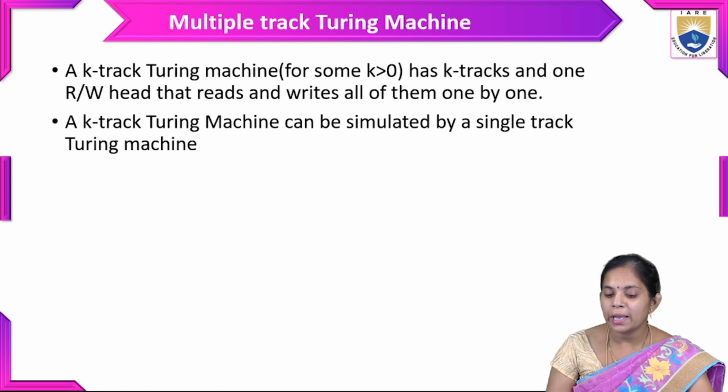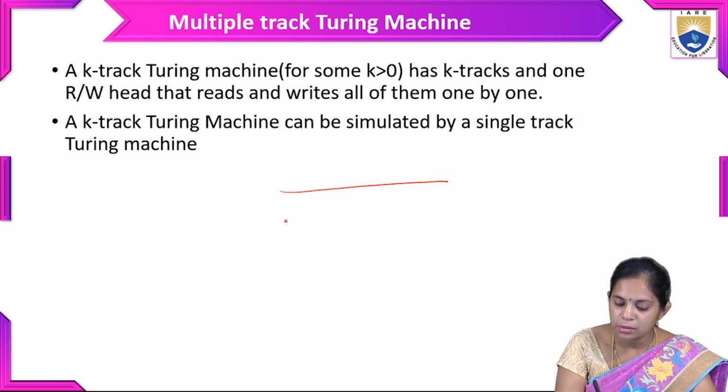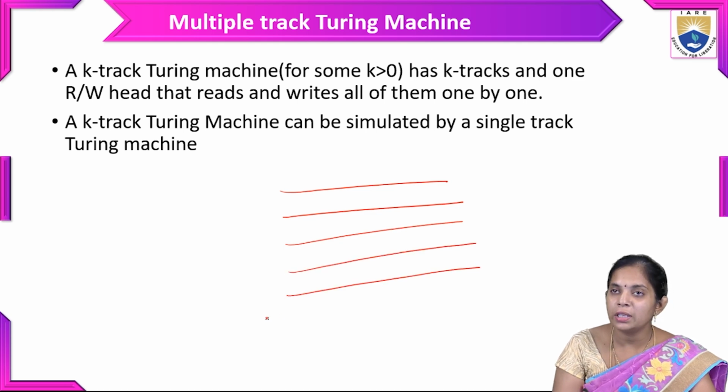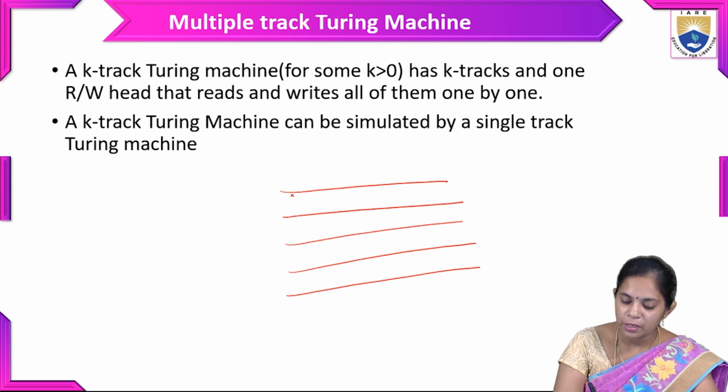And multiple track Turing machine. A K-track Turing machine has K tracks. So here we write the tracks. Instead of a tape, we are taking the tracks in the tape.